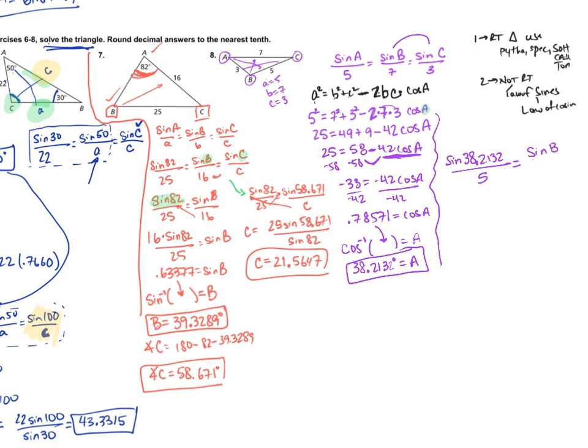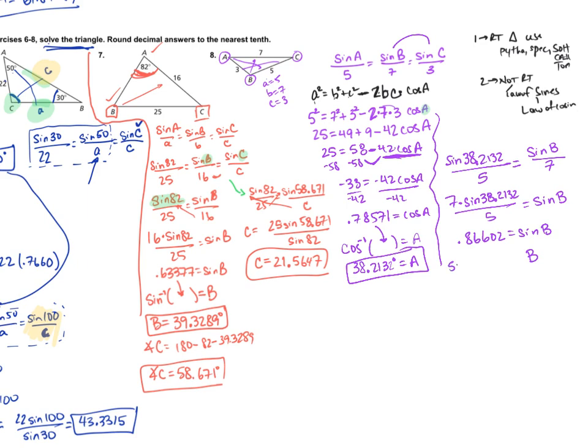Sine of B over 7, and I cross multiply right here. So 7 times the sine of 38.2132 over 5. You could say 5 times this, but then you have to divide it back over, is equal to the sine of B. So let's put this in our calculators. That will give me 7 times the sine of 38.2132 divided by 5. I'll get 0.86602 equals the sine of B.